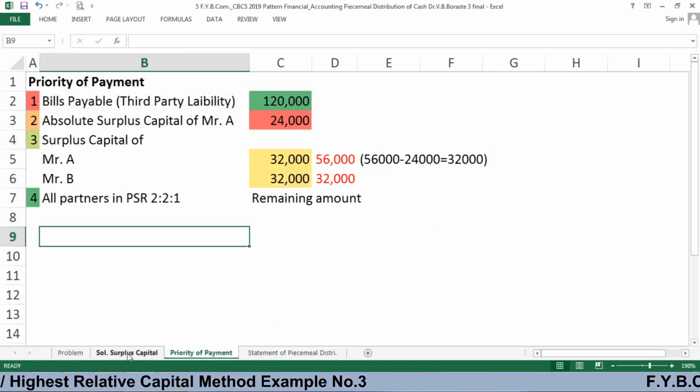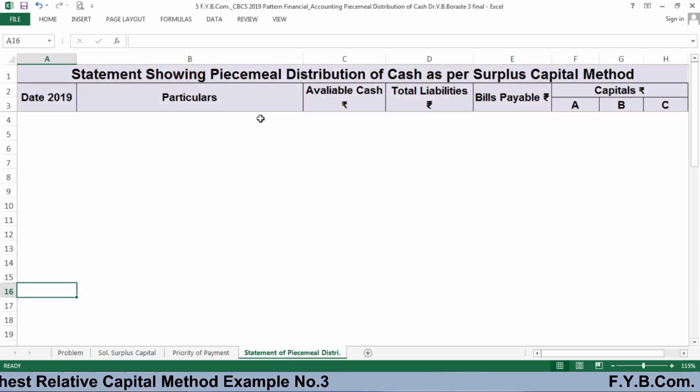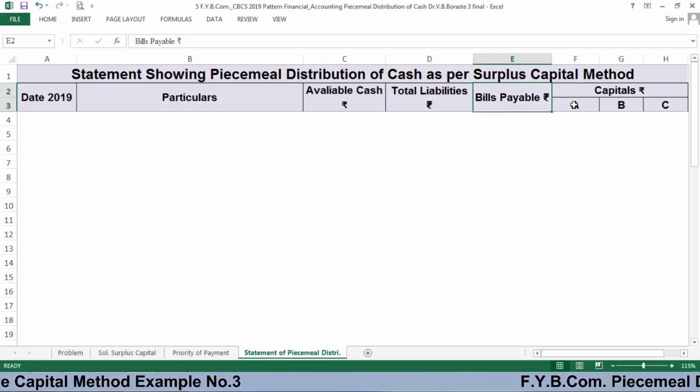Just go to priority payment or problem where you have a liability. As per that liability, you can prepare a statement showing piecemeal distribution of cash and its column. So cash is a must, whatever cash we have. Total liability is a different, new column. It is important, why, I will discuss later on. Bills payable is the only third party liability. Otherwise, we have only capital to pay in this case.